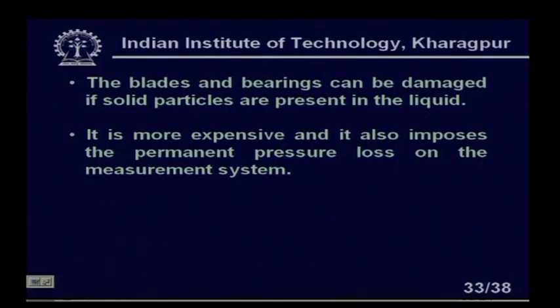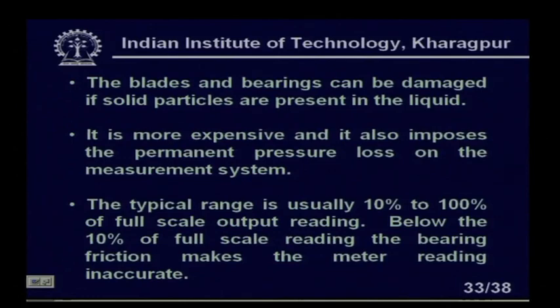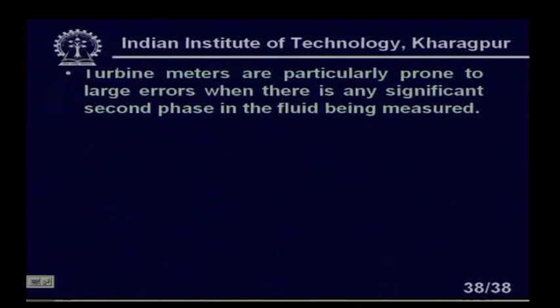There is another problem. It is more expensive and it also imposes a permanent pressure loss on the measurement system, even though it is not as high, because we are putting some restrictions in terms of the blades. So extra pumping is needed here also. It is not a totally open channel, permanent-pressure-loss-free flow meter; there is a certain amount of permanent pressure loss in this type of flow meter. The typical range is usually 10% to 100% of full scale output rating, and below 10% of the full scale rating the bearing friction makes it unreliable.